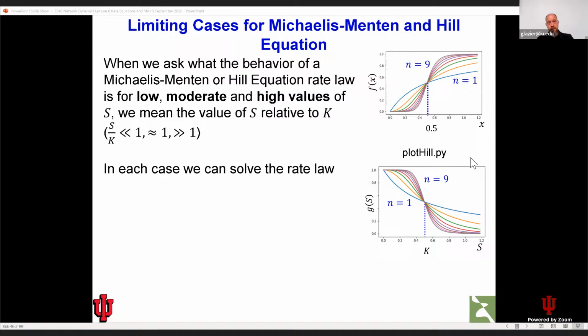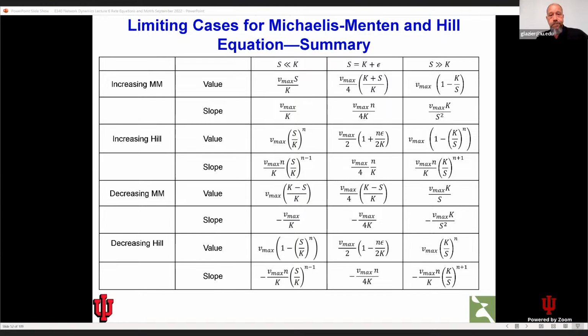I'm going to skip the derivation of all of these approximations. They're in the slides. They're not terribly exciting. But if you want to know what the behaviors are, what the typical values and slopes are as a function of S in your regimes, S less than K, S approximately equal to K, and S much bigger than K, you can derive all of them. In the case of Michaelis, increasing Hill, decreasing Hill, decreasing Michaelis. And those approximations are sometimes useful if you want to do estimation.